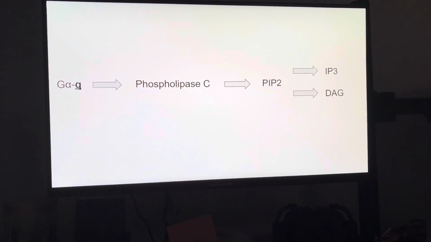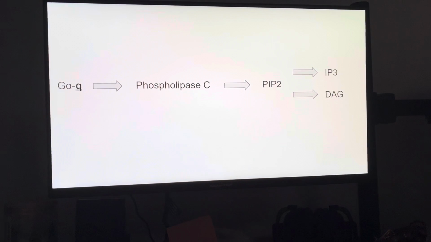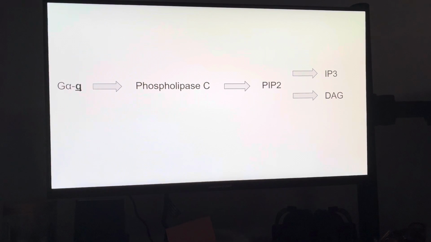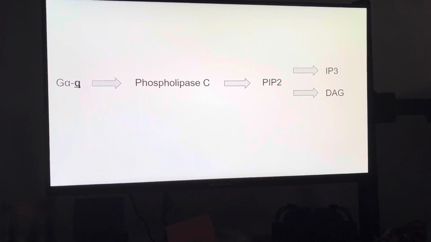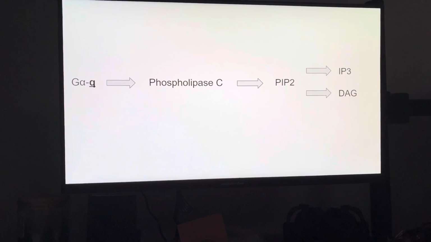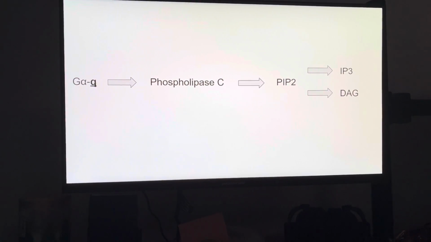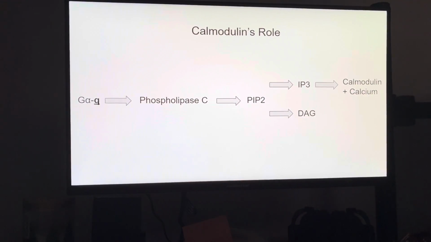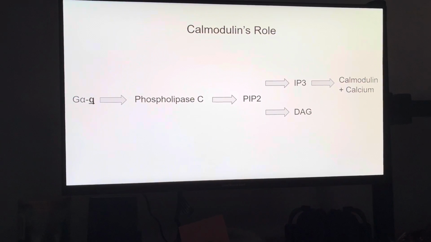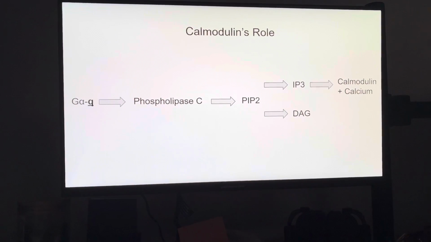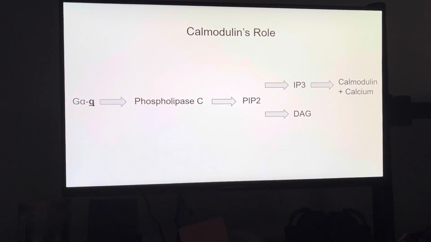So now going back to the G alpha Q protein, after it activates phospholipase C, phospholipase C goes and cuts PIP2 into IP3 and DAG. IP3 will go to the endoplasmic reticulum and cause it to release calcium. This calcium is then taken up by calmodulin, which causes calmodulin to have a conformational change.